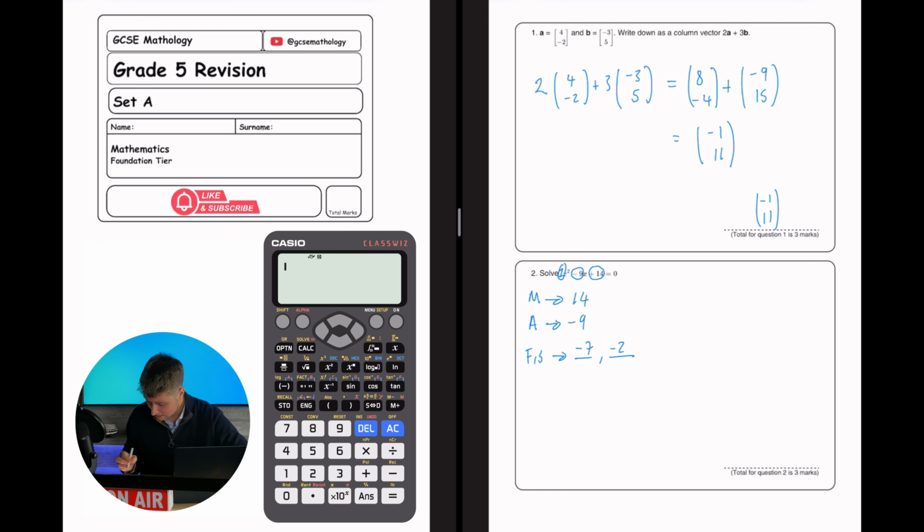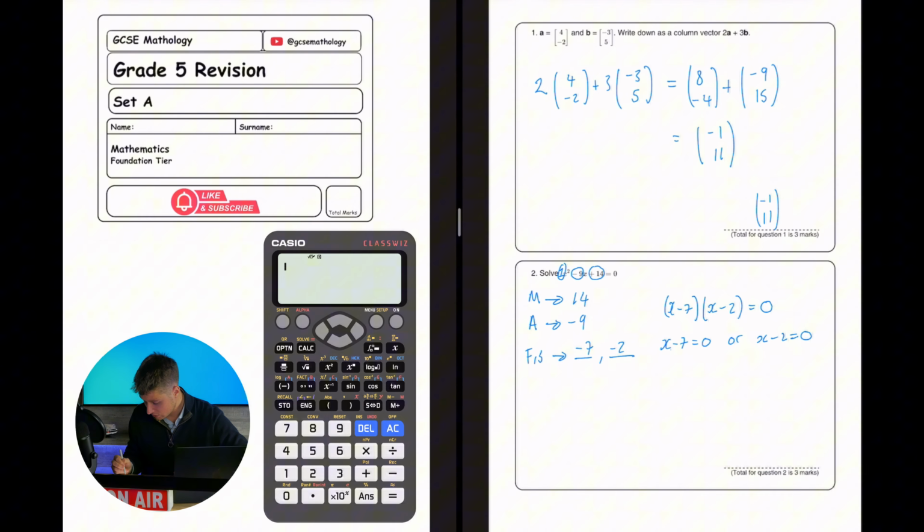Since the number in front of the x squared is 1, we can go straight into these brackets, have x, which is the variable we're considering, at the start of each bracket, followed by the two numbers that we've got. So (x - 7)(x - 2) is equal to 0. In order for this equation to be equal to 0, one of these terms must equal 0. So either x minus 7 is equal to 0, or x minus 2 is equal to 0.